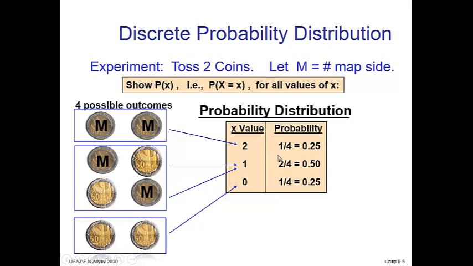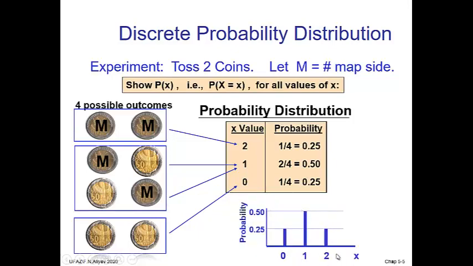Okay, but this is not the only way to show the probability distribution. Another way is by graph. This graph is also called a probability distribution. As you see here, we do the same thing. We show the x values on the horizontal axis, 0, 1, 2, and on the vertical axis their corresponding probabilities. That's why this is also a probability distribution. The third way of showing a probability distribution is the formula. We will talk about it later.